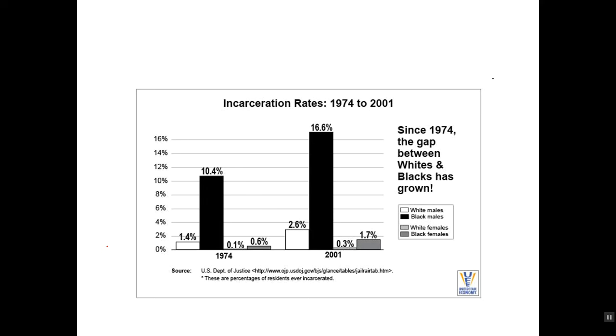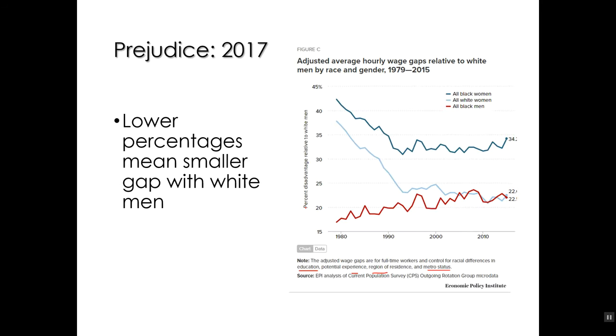We can also talk about differences in the justice system. Again, when we look at the data for black and white males and females, we see wildly different rates of incarceration. Back in 1974, we saw that on average white males had a 1.4% chance of ever being incarcerated, black males 10.4%. And that gap has only increased between 1974 and 2001.